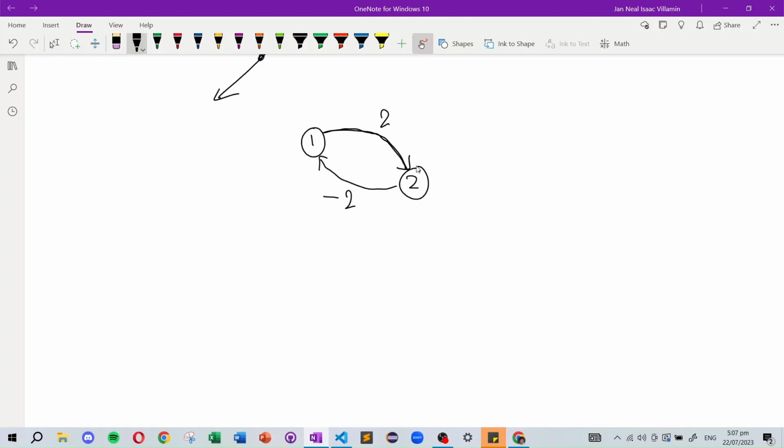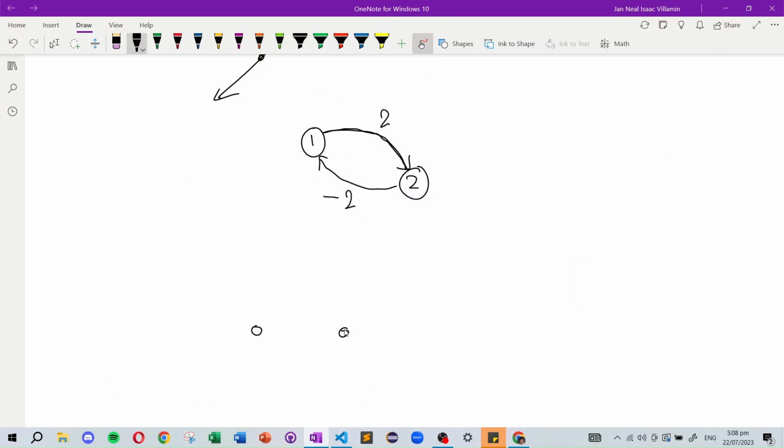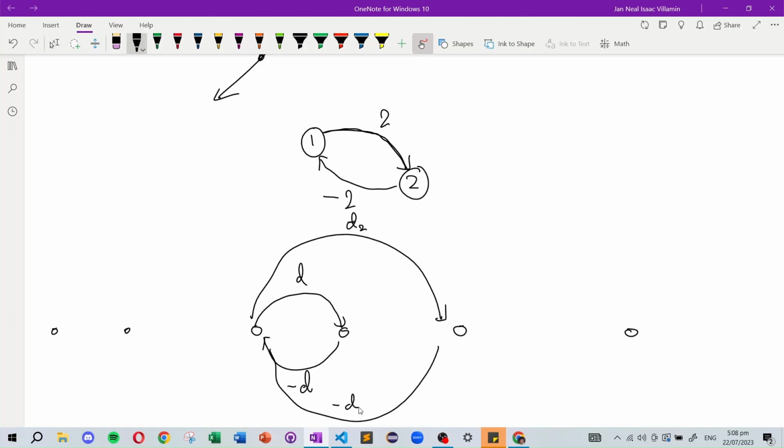And 1 is towards the left of 2, negative 2 meters away. So that's the general idea. Because suppose you place the soldiers here, you can sort of infer from the conditions that this must be towards the right of that, d meters apart, and this must be negative d meters apart, and this one must be negative d sub 2 meters apart and negative d2 meters apart. So that's basically the graph idea.